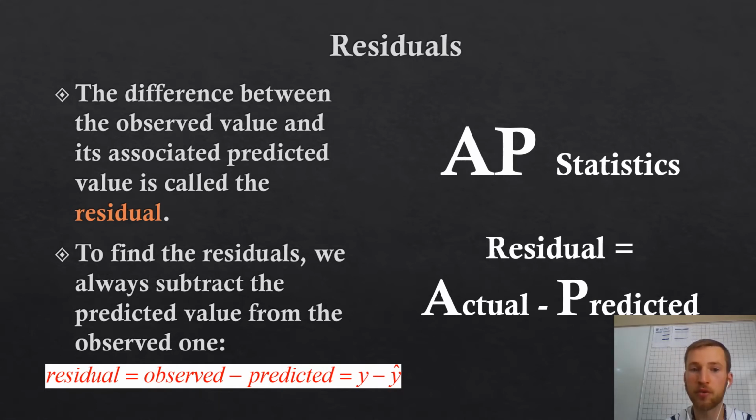To find our residuals, we subtract our predicted value from the observed one. The best way to think about this, in my opinion, is we are in AP Statistics. So the residual is equal to our actual value minus our predicted value.